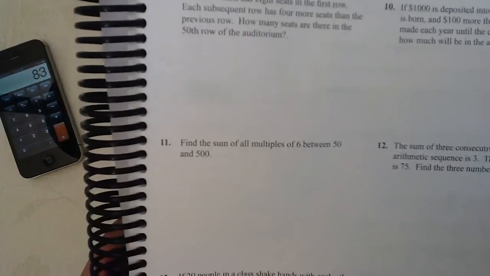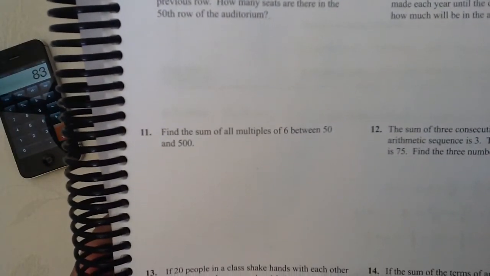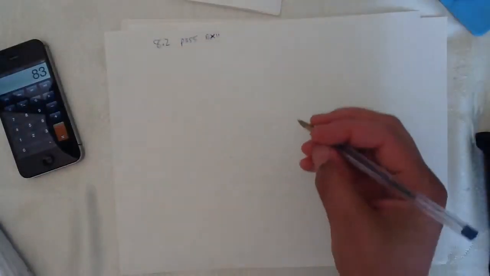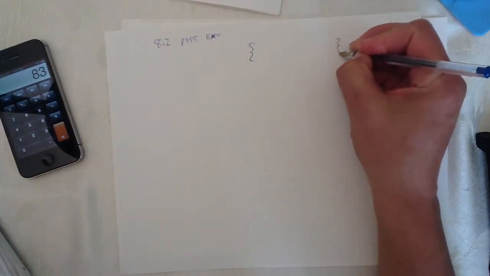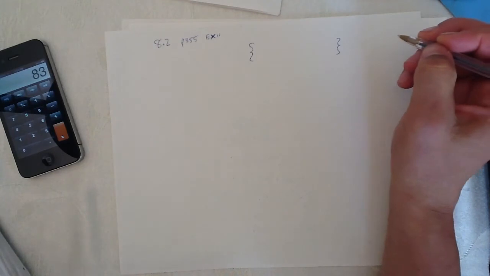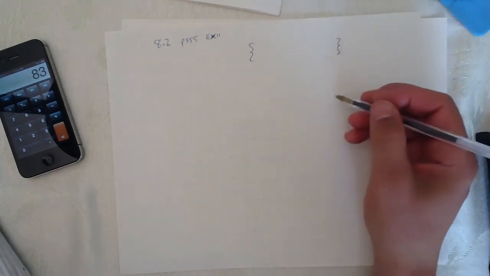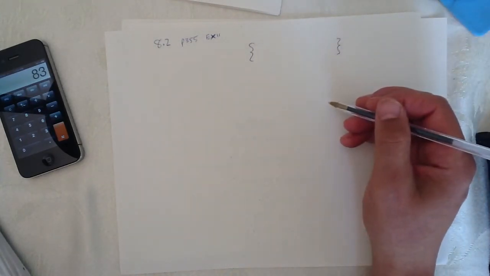Right. Exercise 11 on page 355. It says find the sum of all multiples of 6 between 50 and 500. Easy. So we need all the multiples of 6 between 50 and 500. So what's the first multiple of 6 over 50?